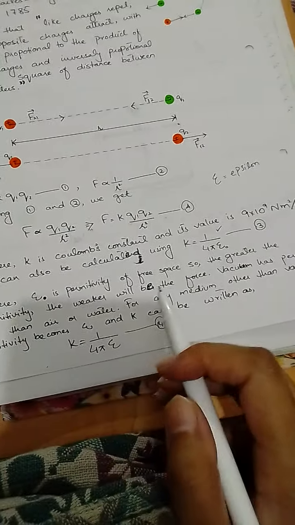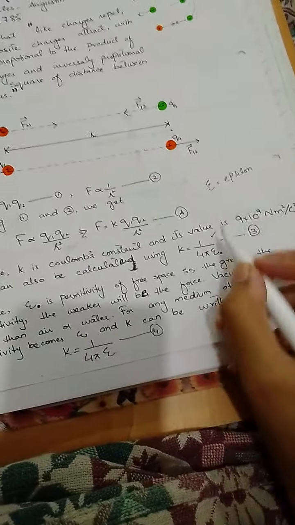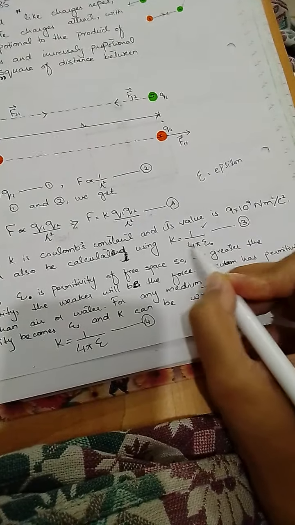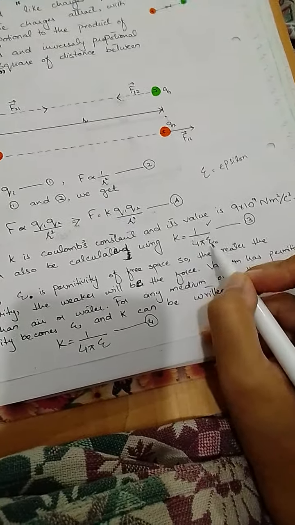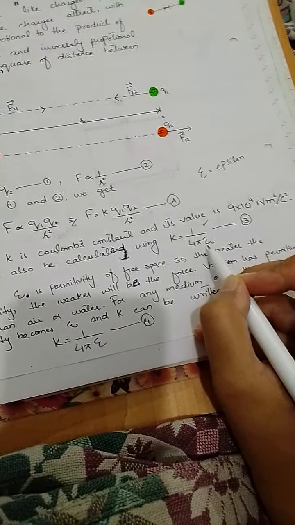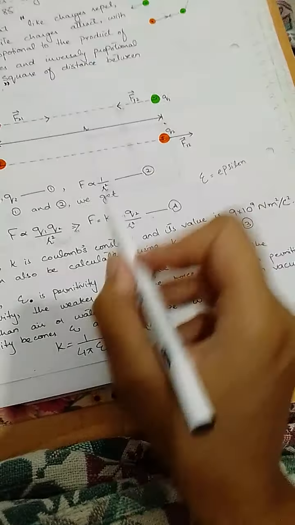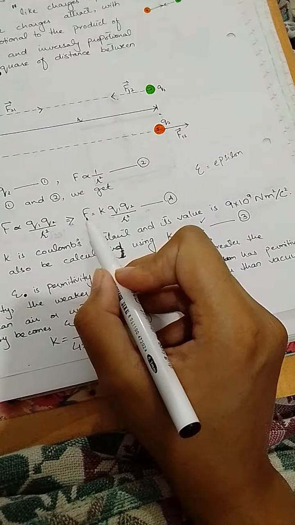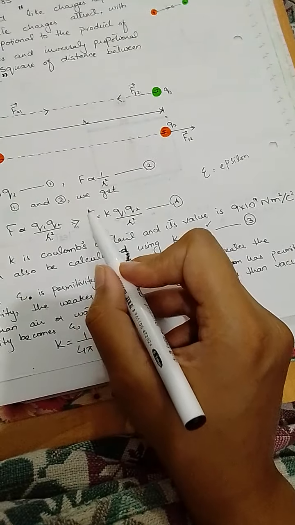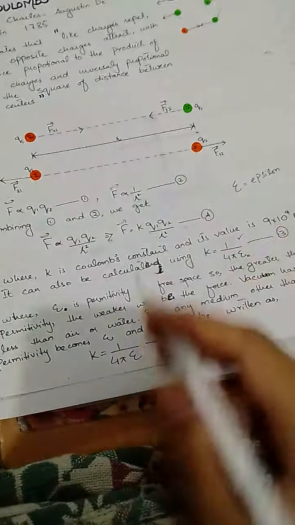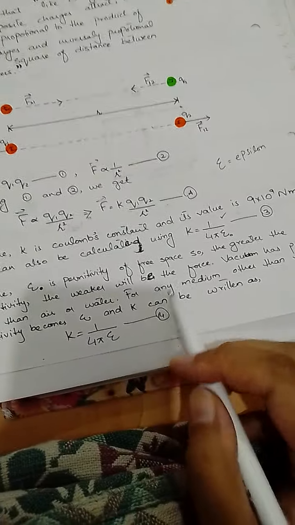So the greater the permittivity, the weaker will be the force. Why? Because here you can see the permittivity of free space is in the denominator. It is inversely proportional to the K. If it's inversely proportional to the K, then increasing the permittivity would decrease the K. Decreasing the K would result in a lower force, a weaker force, of course. We should draw an arrow over it to show that it's a vector.